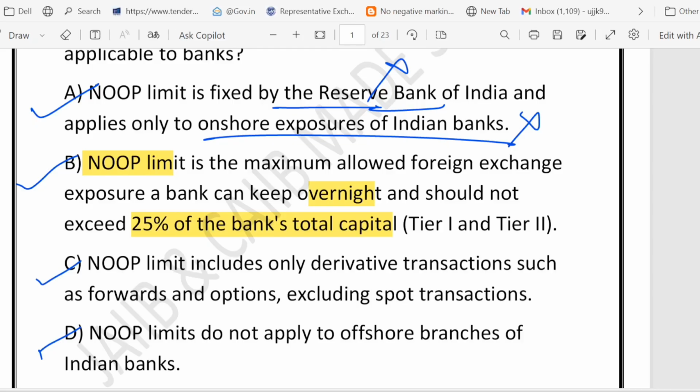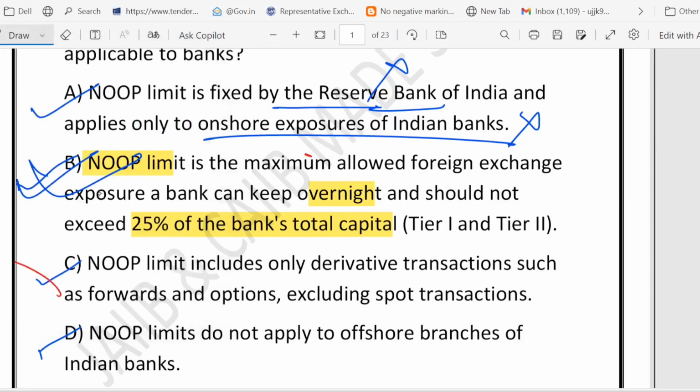So all these three terms are correct. First of all, overnight means the position that the bank carries when the forex market is closed. Second, the NOOP limit ensures that banks don't take excessive currency risk, and the limit cannot be more than 25% of the bank's total capital. Yes, it is wholly correct. Option B is completely correct. What about C? Option C says that NOOP limits include only derivative transactions. This is wrong, this is incorrect. Let me highlight it.